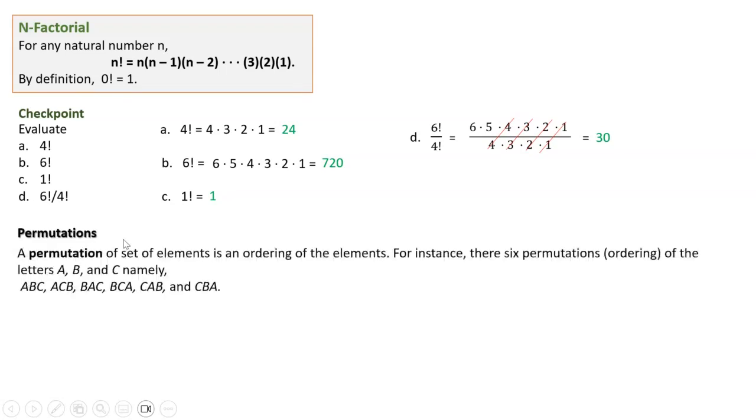Now these are called permutations. A permutation of a set of elements is an ordering of elements. For instance, there's 6 permutations, 6 orderings, of the letters A, B, and C. Okay? For example, A, B, and C can be rewritten in 6 different ways: ABC, ACB, BAC, BCA, CAB, and CBA. The order matters. For example, ABC and CBA are 2 different orders. Okay, for permutations, the order matters.